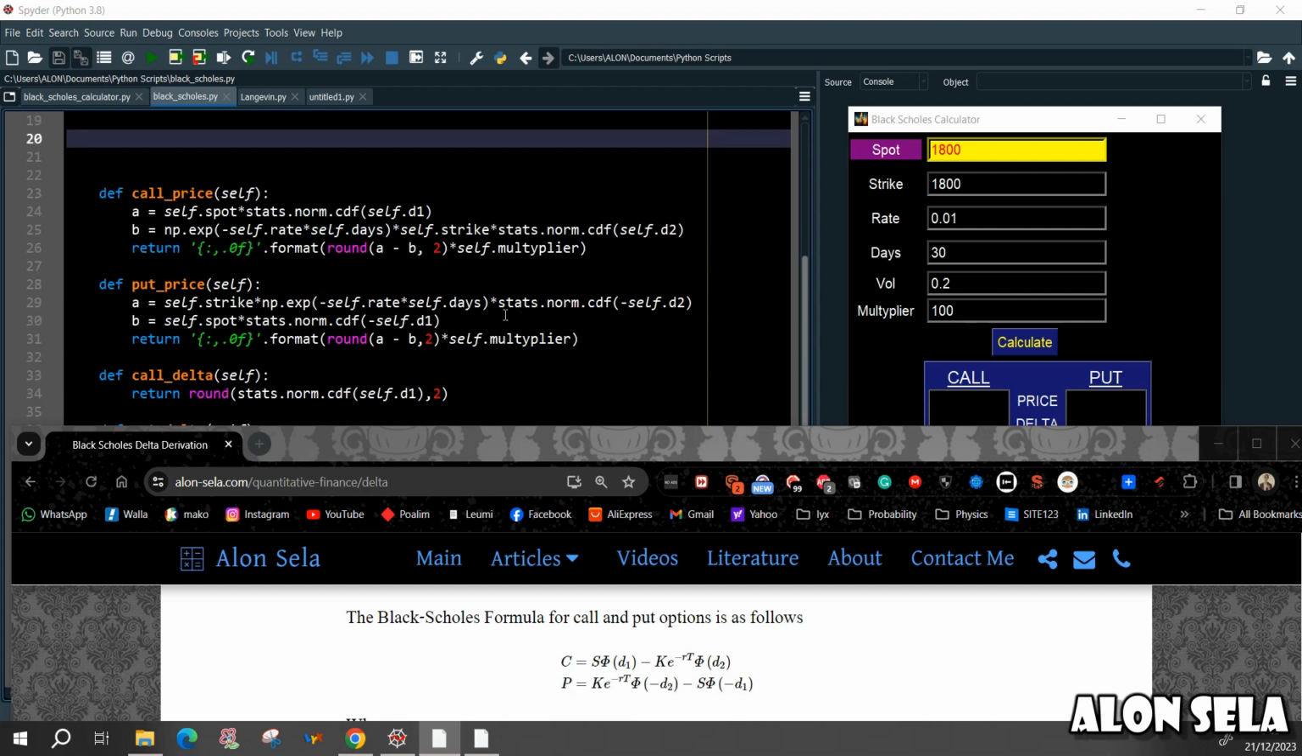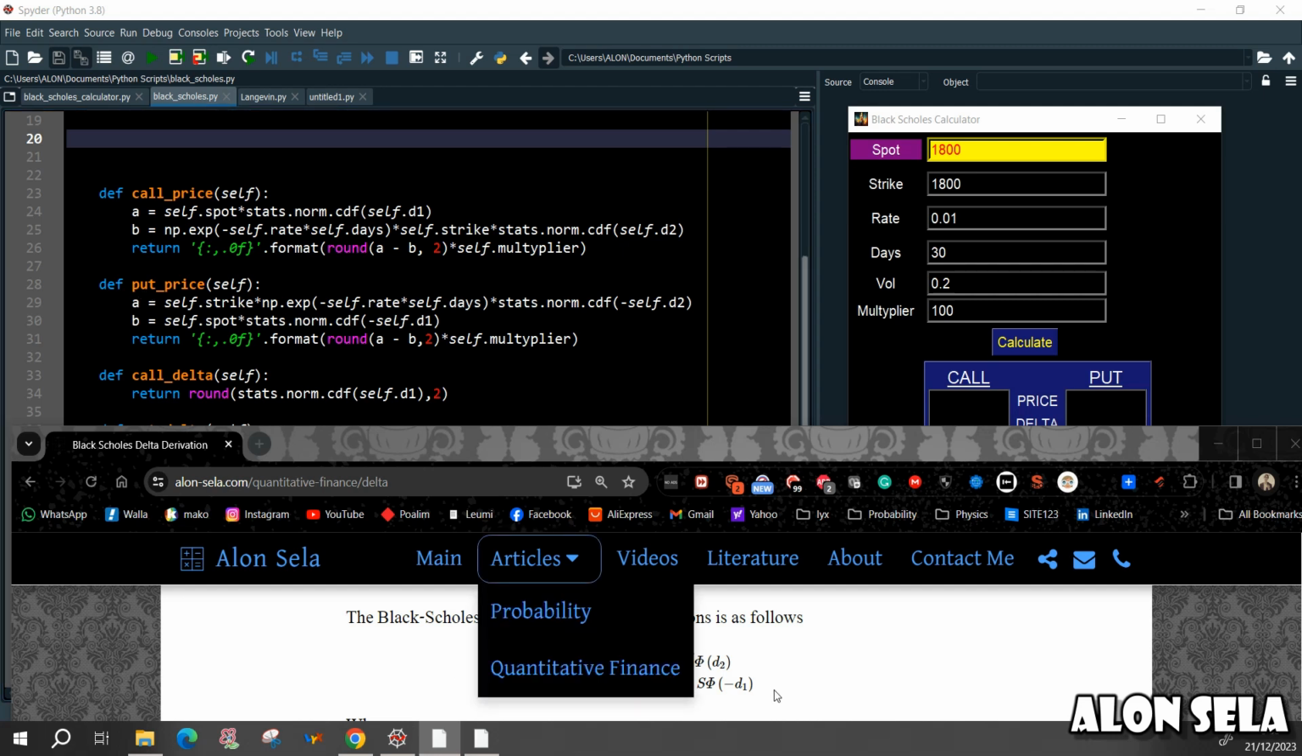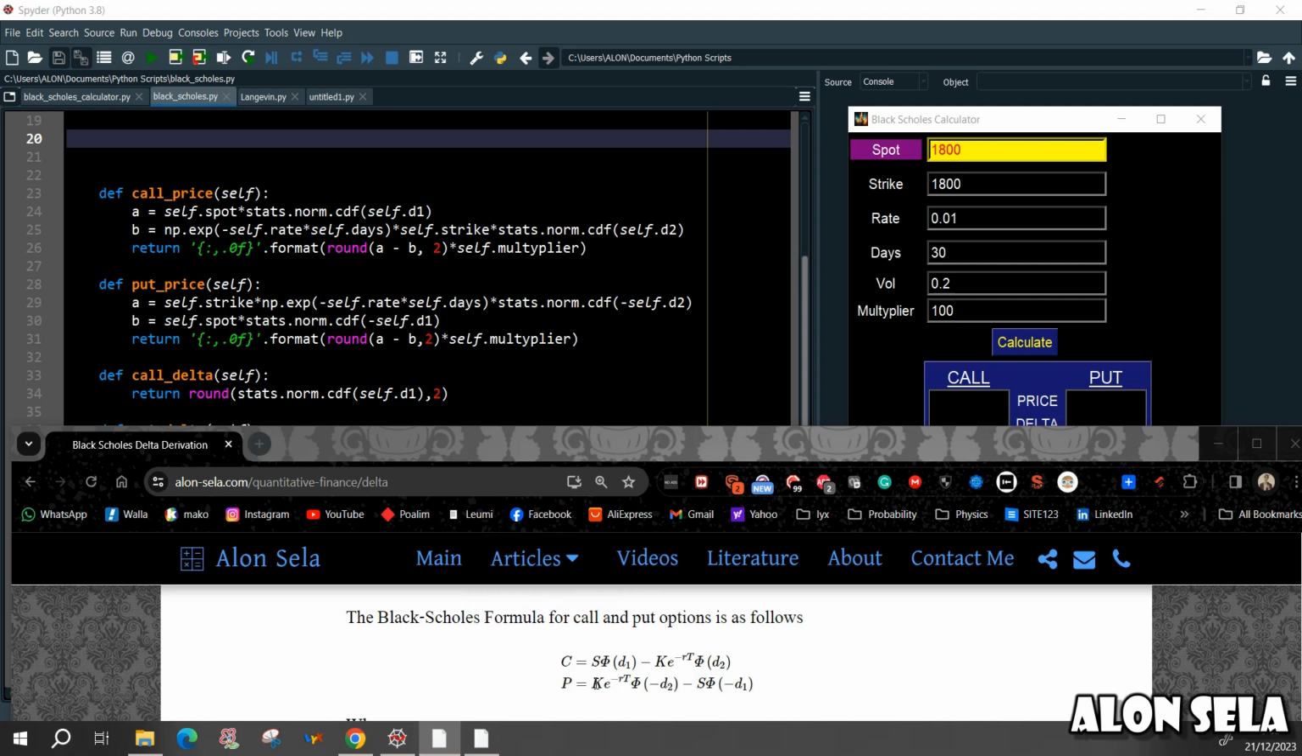Basically the same thing I did for the put price. This is the same construction technique. So I'll take A and B. This times the A part will be this, the B part will be this, and you can see it's basically the same technique.